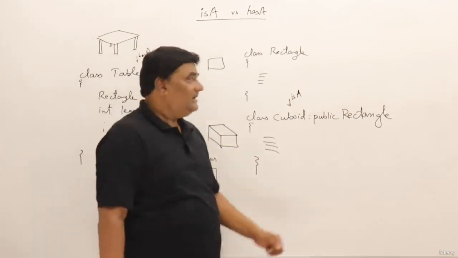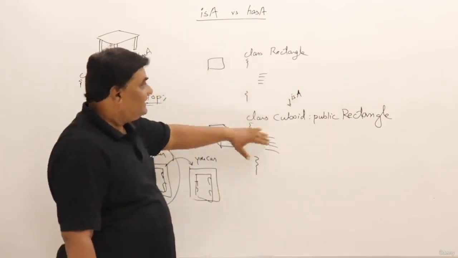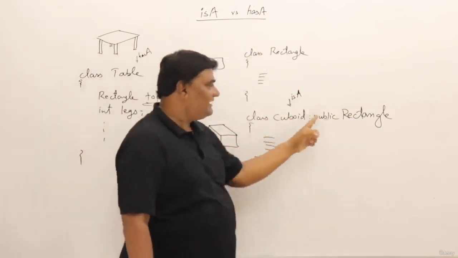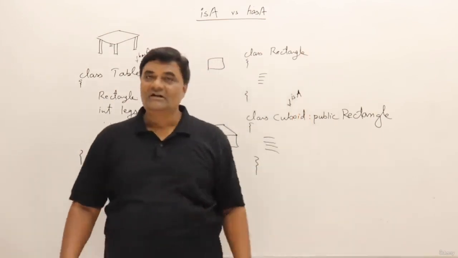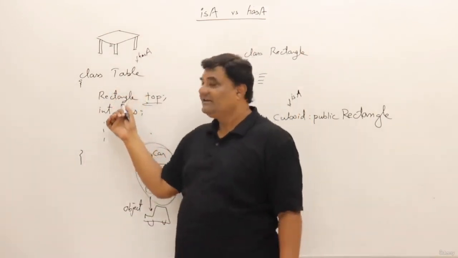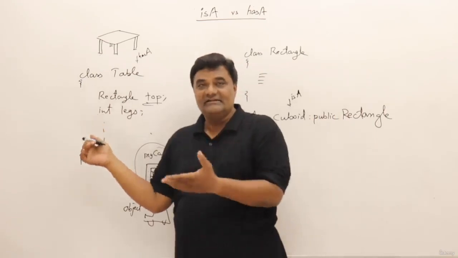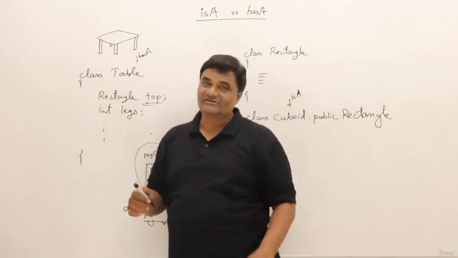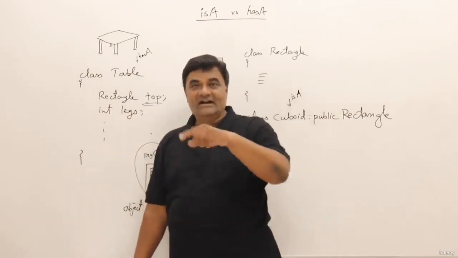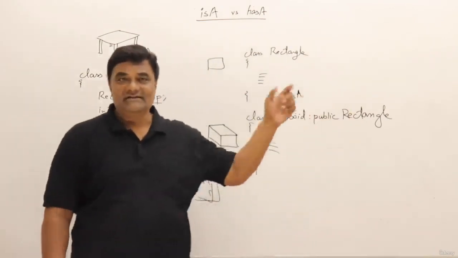So that's it. If a class is inheriting from some class, then it has an is-a relationship with that one. Or if a class has an object of some class, then it has a has-a relationship with that class. So table has a rectangle, cuboid is a rectangle.